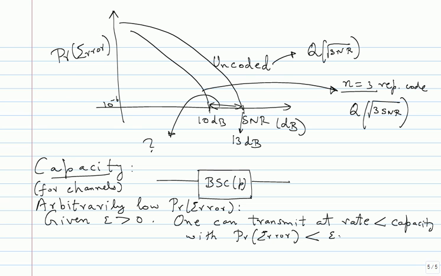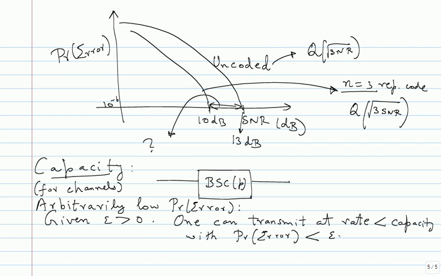In fact, capacity means something stronger. It means if you have rate greater than capacity, what can you not do? You cannot transmit at arbitrarily low probability of error, which means there will be a finite probability of error below which you cannot go if you are at rate greater than capacity. So capacity is the best you can do. You can do it, and you cannot do anything better than that. Okay, so that's the operational meaning of capacity and this notion of arbitrarily low probability of error.